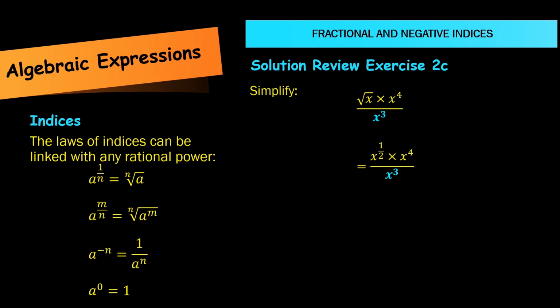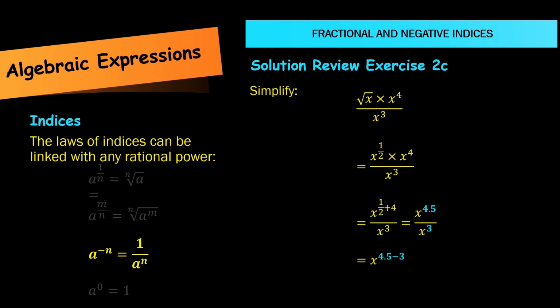We can now add the indices, so x to the power 1/2 times x to the power 4 is equal to x to the power 1/2 plus 4, and we leave x cubed as it is again. So simplifying gives us x to the power 4.5 divided by x cubed. So this now becomes x to the power 4.5 minus 3. And so we are left with x to the power 1.5.